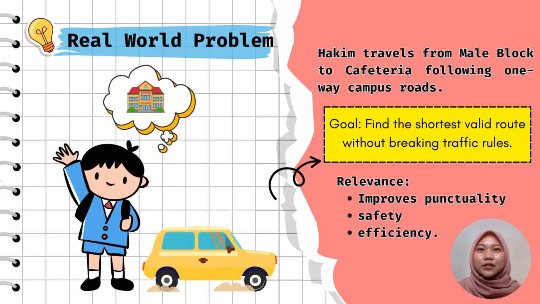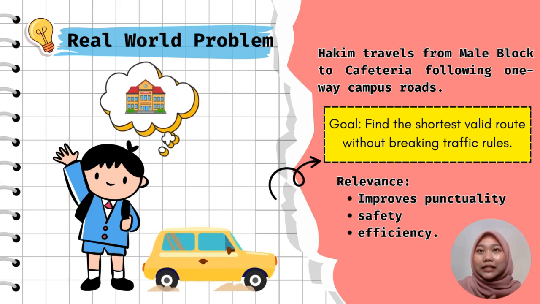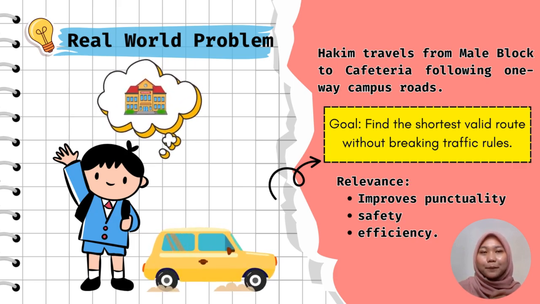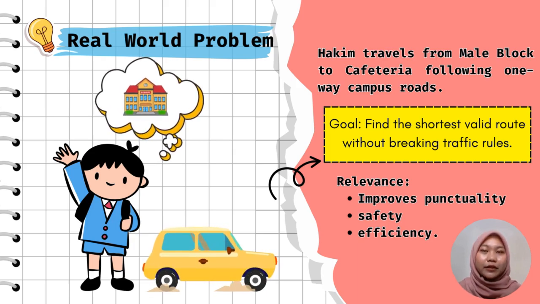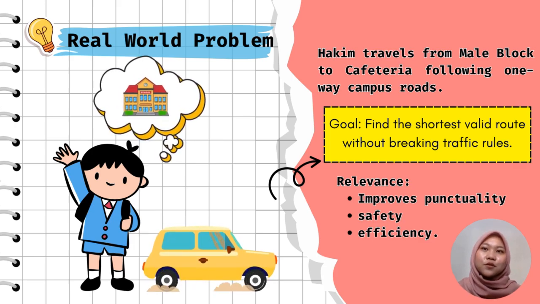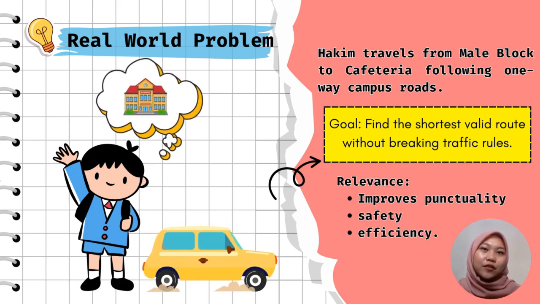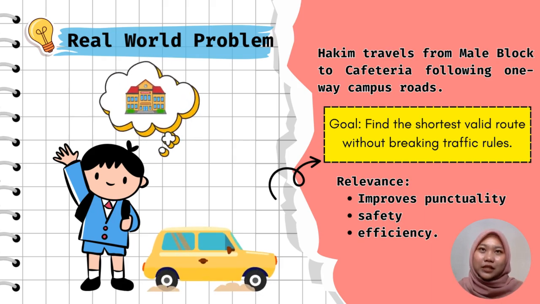Here, in this project, our main character is Hakim, a student who drives from the mail block to the cafeteria for his lunch. Although a shortcut exists, he must follow the official one-way route on campus. So the real challenge here is how Hakim can reach the cafeteria as quickly as possible without breaking traffic rules. This problem is relevant because finding an efficient route can improve safety, punctuality, and reduce fuel usage.